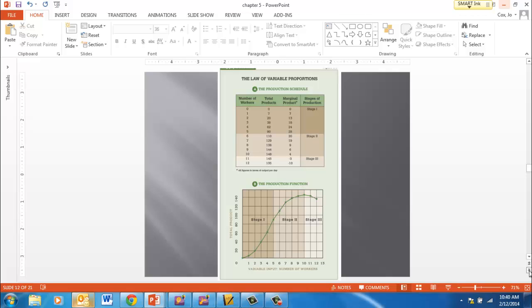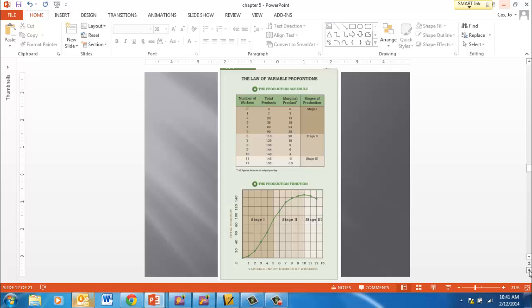But look what happens when we get to 6 people. At 6 people, our marginal product goes down. Now notice that the total product continues to go up, but we're increasing by less and less each time. Now, what happens when we get to that 11th worker is that we are now in the negative marginal product. In other words, we have too many people.